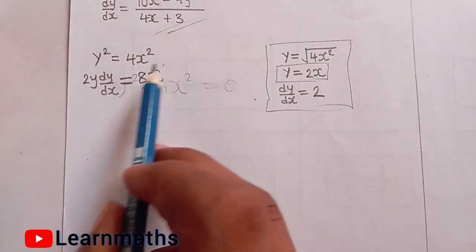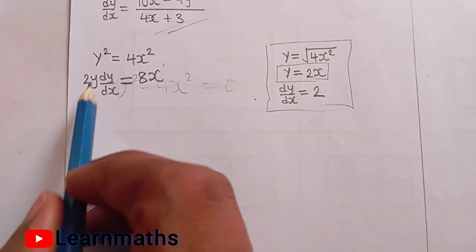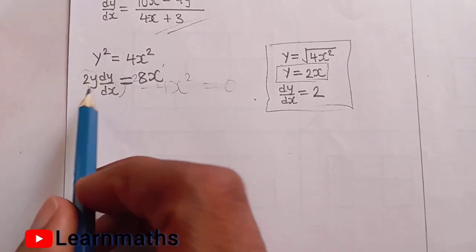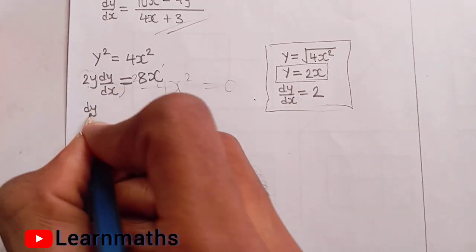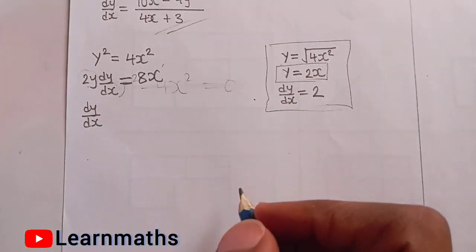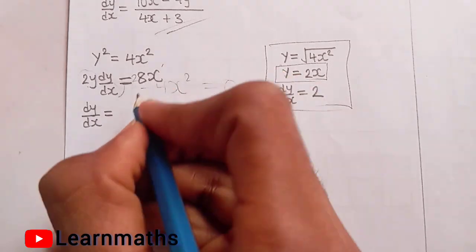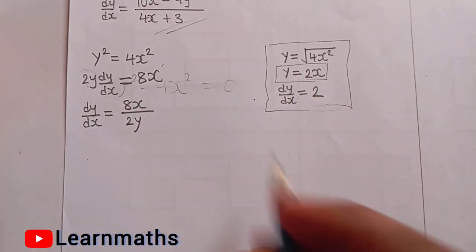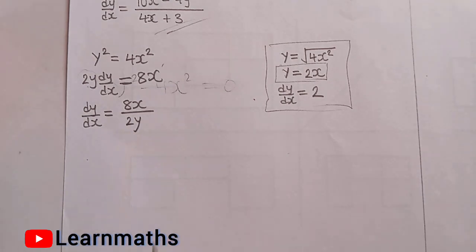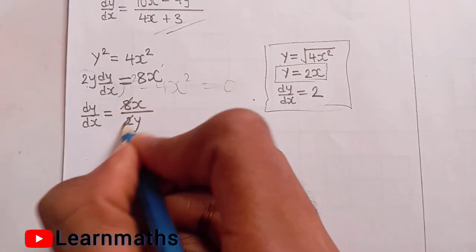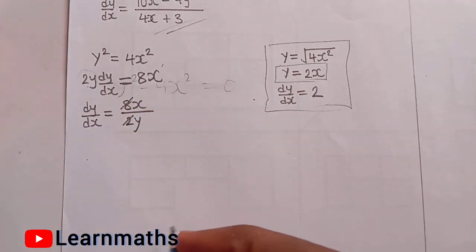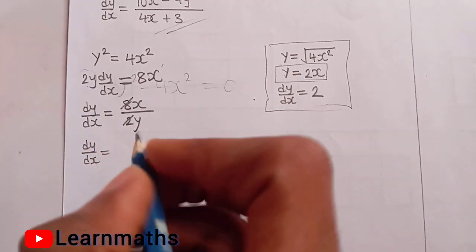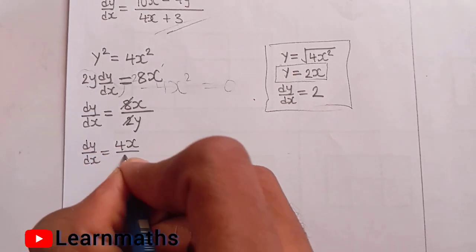Now I'm going to divide both sides by 2y. The reason I'm doing so is because I want dy dx to be alone on the left hand side. So we're going to arrive at 8x over 2y. We divide both sides by 2y, this is what you get. Now this is 8, this is 2, they're going to cancel out, leaving us with 4. So dy dx is going to be equal to 4x over y.